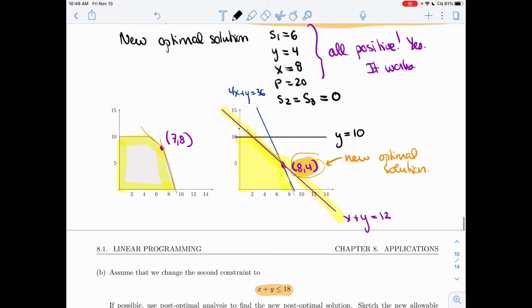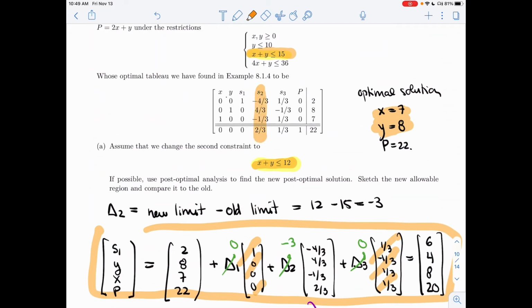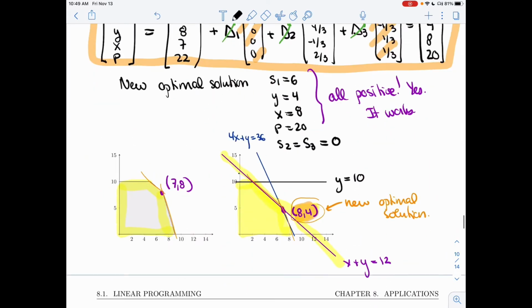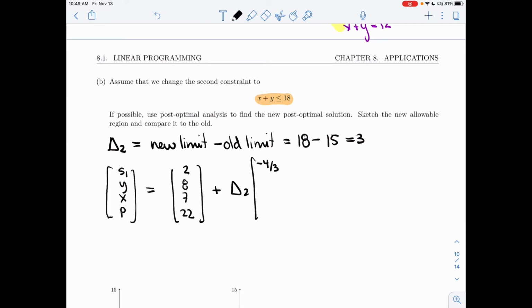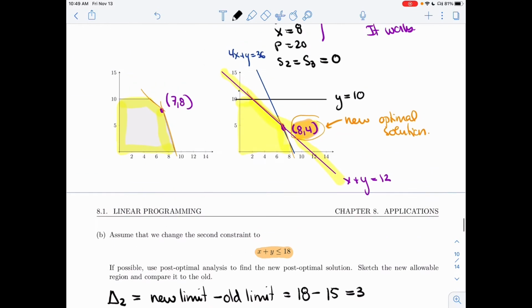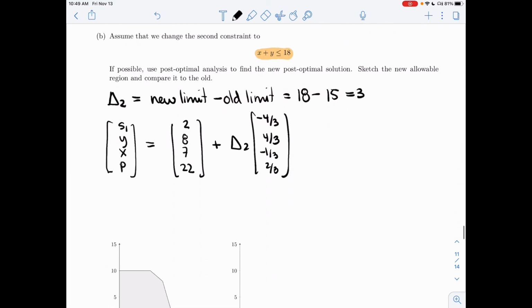And then we're going to put the constants, the column of S2 here. So minus 4 thirds, 4 thirds, minus a third, and 2 thirds. Let's double check. Yep, that's right. I'm going to place my value 3 right here, and let's add it up to see what we get. 2 plus 3 times minus 4 thirds, that's 2 minus 4, I get minus 2. We're cooked. Already I know this is not going to work out. I'm not going to get an optimal solution.